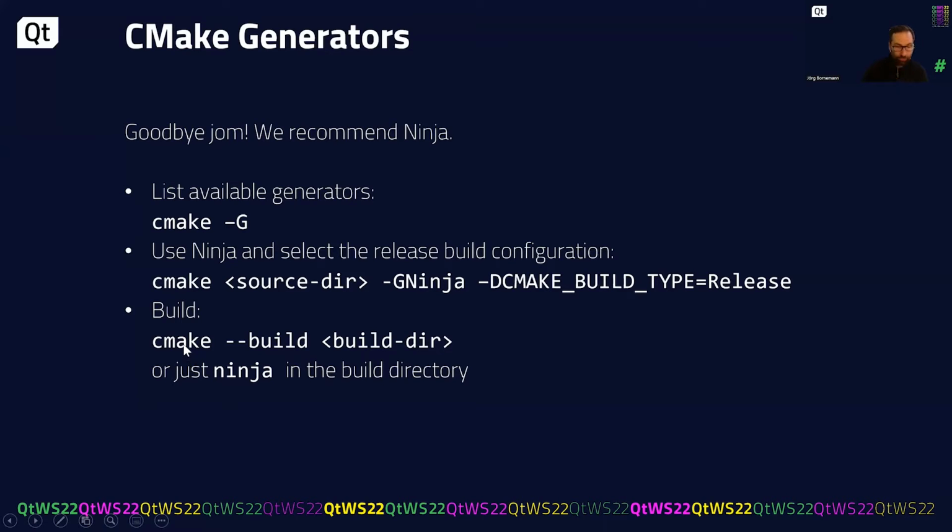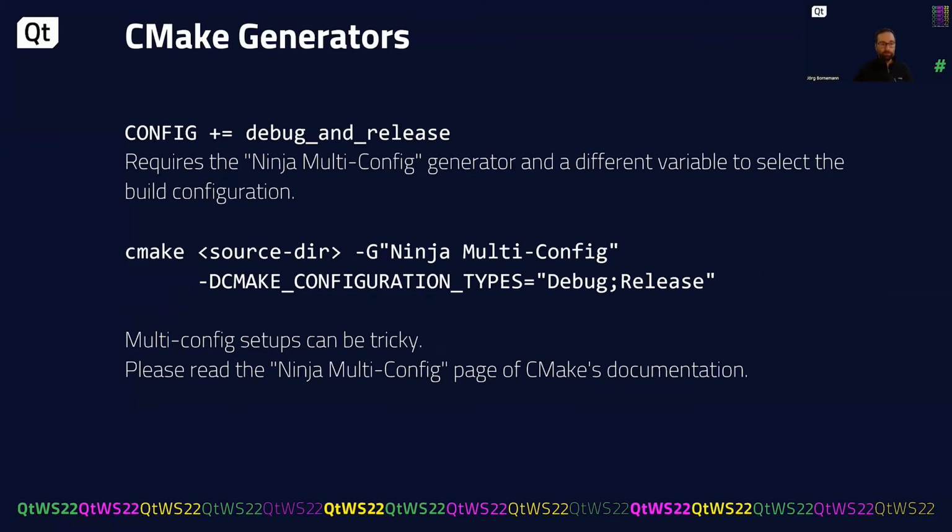To build your project, you would run cmake --build and pass the build directory, or just dot if you're doing an in-source build. Alternatively, you just run Ninja in the build directory. In QMake, we had a config value called debug_and_release to enable multi-configuration builds. In CMake, this requires the Ninja Multi-Config generator, which is also a reason why we recommend Ninja. The makefile generators do not support multi-configuration builds.